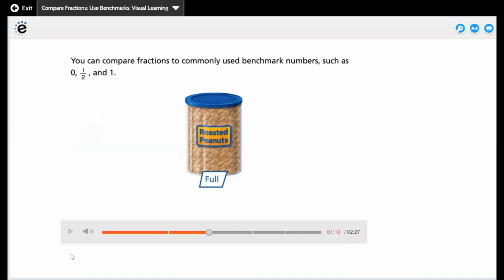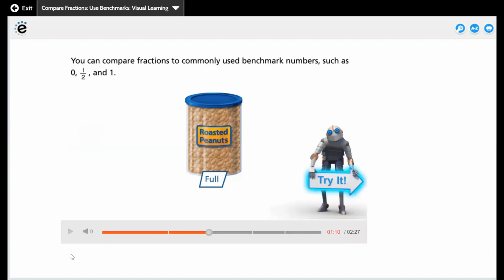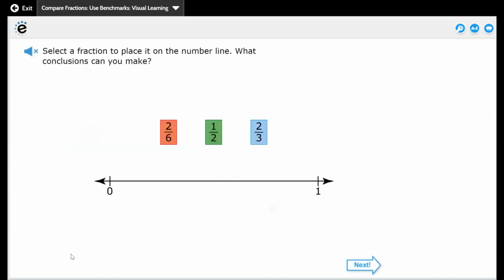So here, let's try. Select a fraction to place it on the number line. What conclusions can you make? 2/6 is located at the second point out of 6, 1/2 is in the middle, and 2/3 is more than half. So what conclusions can you make?